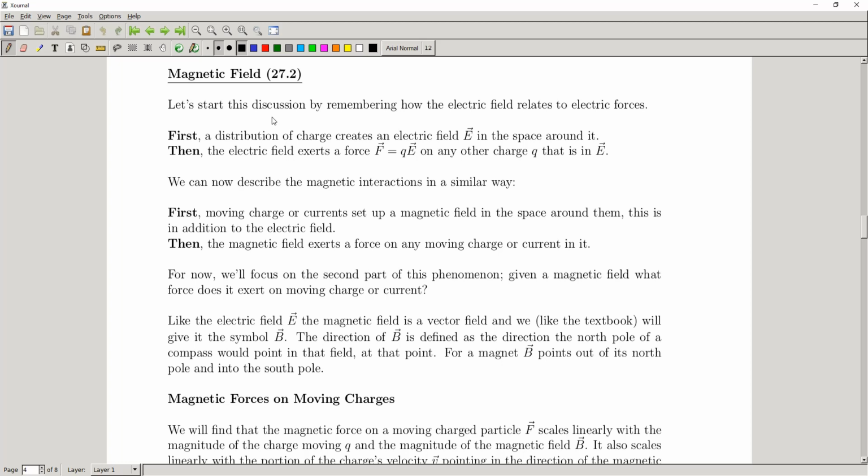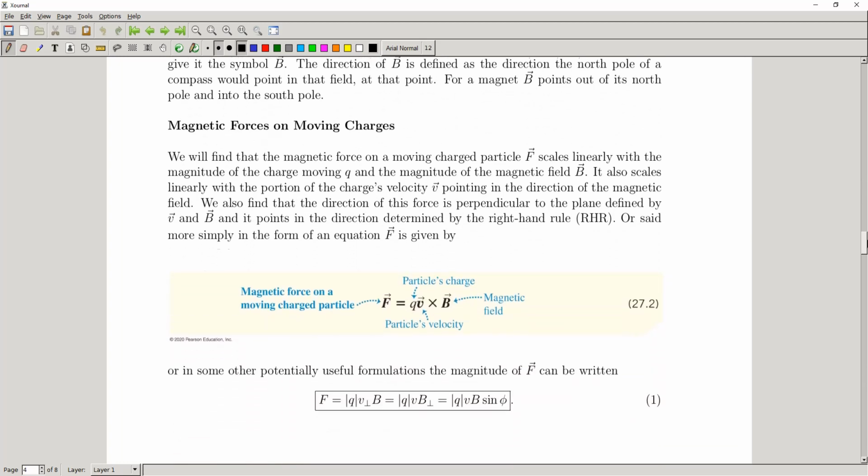Like the electric field, the magnetic field is a vector field, right? So we should probably mention that. The magnetic field is also going to be a vector field, just like the electric field was, right? And the direction of the magnetic field is going to be defined as the direction that a north pole on a compass would point, right? Just the same stuff we talked about before. But now we're going to formalize that definition in terms of a formula that we can use to calculate things. Okay, so let's scroll down a little bit and let's build that formula.